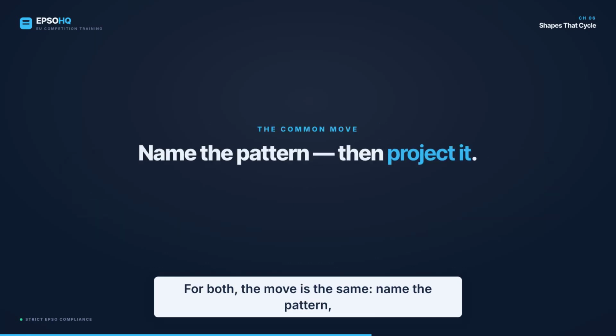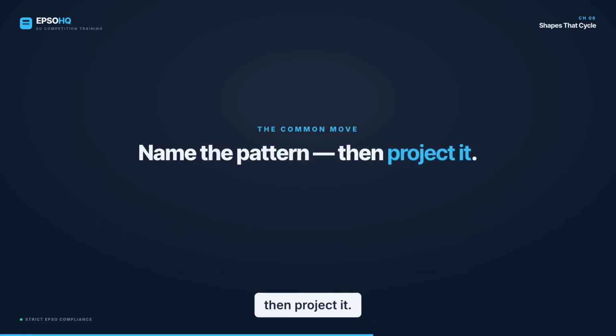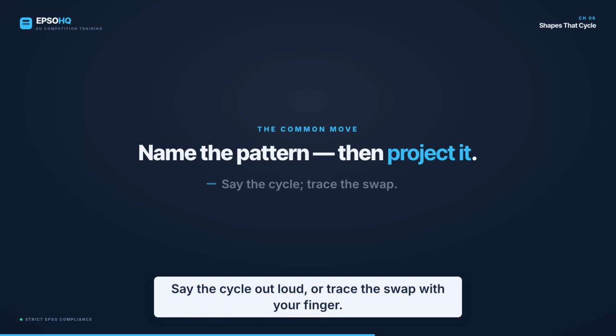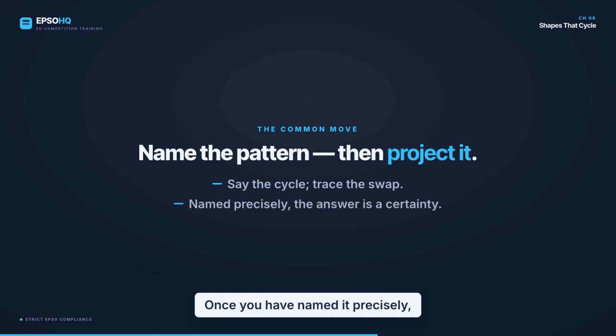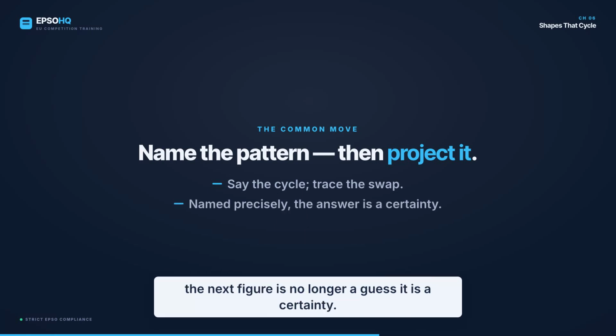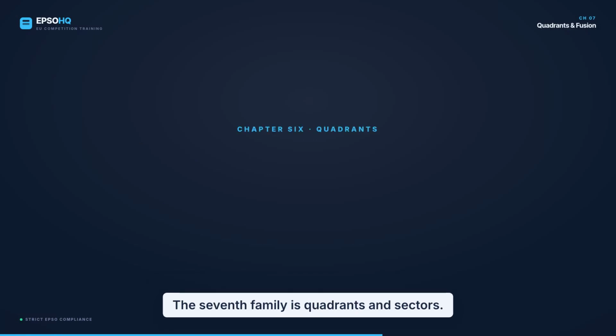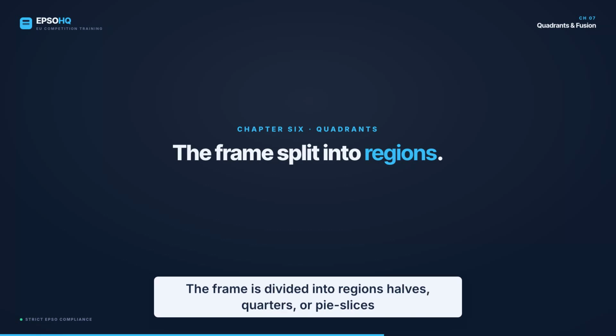For both, the move is the same. Name the pattern, then project it. Say the cycle out loud, or trace the swap with your finger. Once you have named it precisely, the next figure is no longer a guess. It is a certainty. The seventh family is quadrants and sectors.